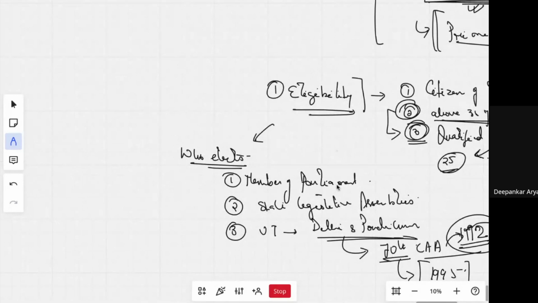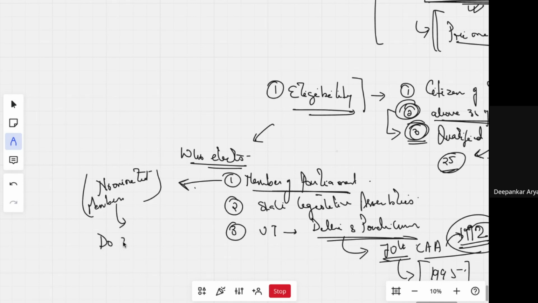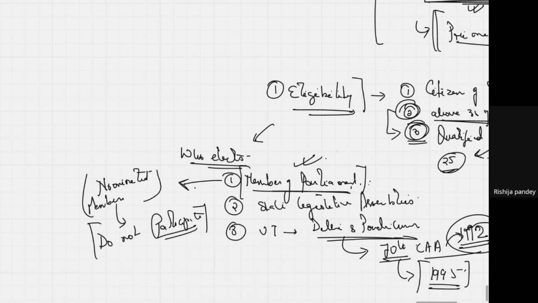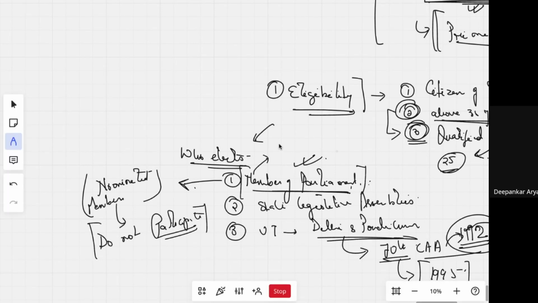Now tell me, when we are talking about the members of Parliament, does this also include the nominated members or only the elected members? Only elected members, sir. So the nominated members do not participate. In the examination, rather than this, I might mention only member of Parliament. Will this be correct or incorrect? Sir, incorrect. It should be elected. Okay. Is this clear?